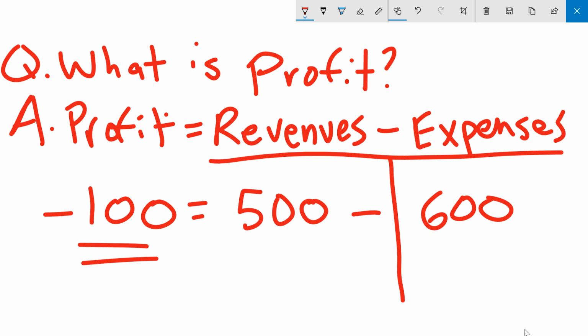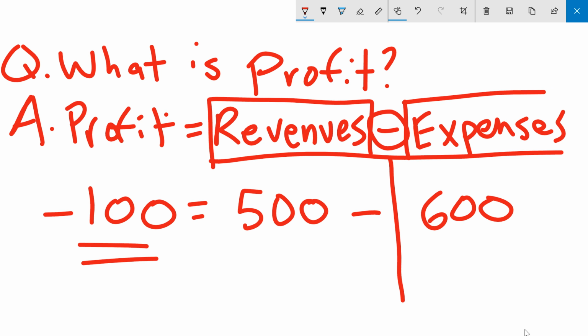So if anybody says profit, what is profit? Well, you take your revenues, which is your income, minus your expenses, and that's your profit. I hope this helped clear up what profit is if you didn't know it before.